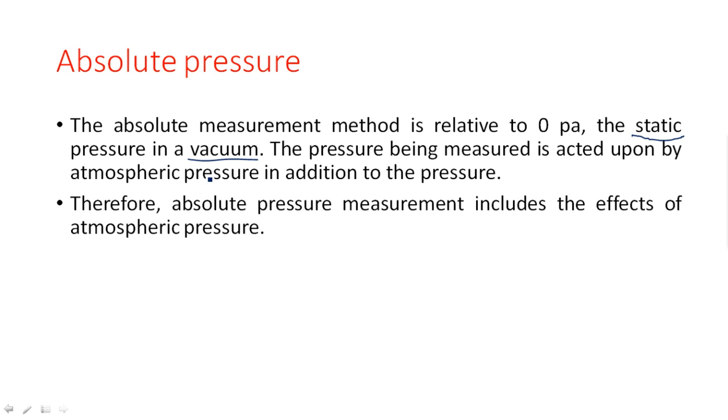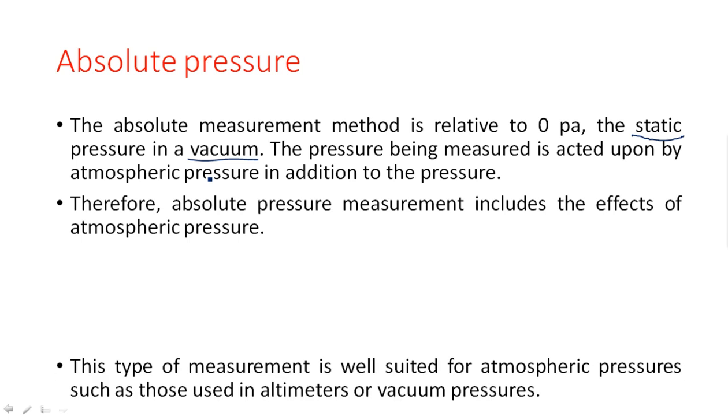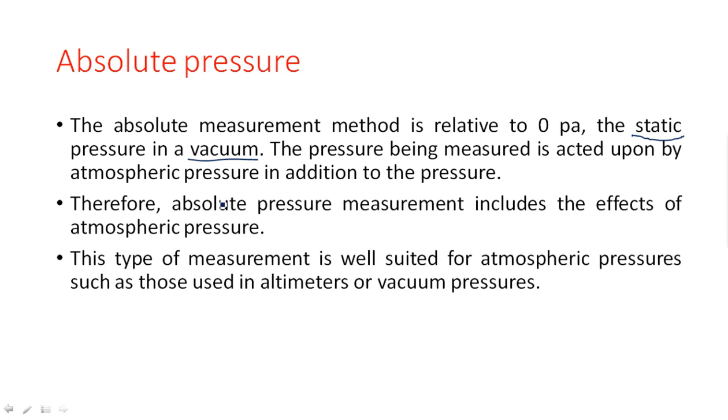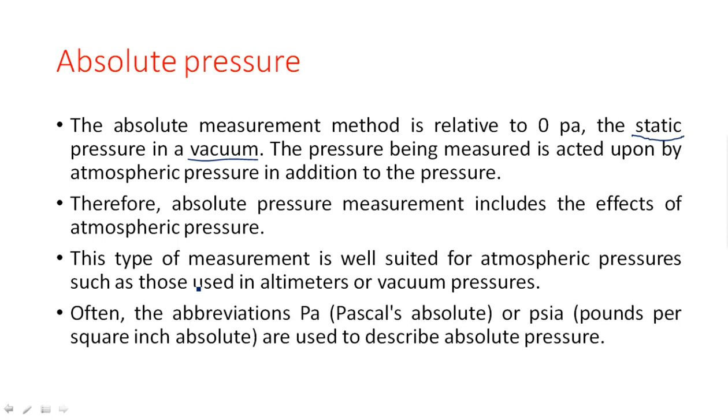Therefore, absolute pressure measurement includes the effect of atmospheric pressure. This type of measurement is well suited for atmospheric pressures such as those used in altimeters, or vacuum pressures. An altimeter is nothing but an altitude measurement device. So in such altimeters and vacuum pressures, this type of atmospheric pressure measurement can be taken. In such cases, we generally go with the absolute pressure measurement.